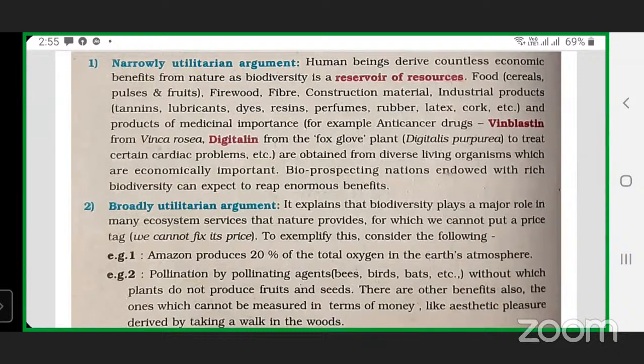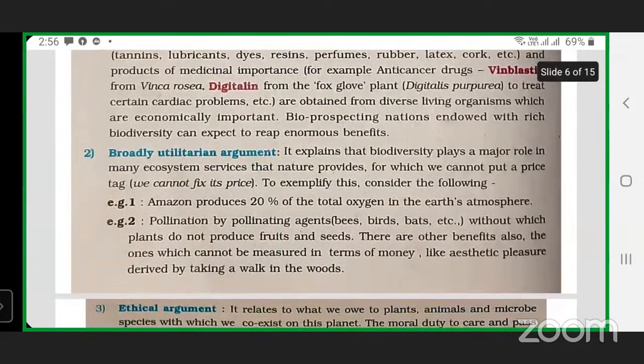For example, of the 21% oxygen in the atmosphere, 20% can come from the Amazon rainforest. Without the Amazon rainforest, there is no availability of oxygen in the atmosphere. Then pollination by pollinating agents like bees, birds, bats, etc., without which the plants do not produce fruits and seeds. There are other benefits also. So without pollination of plants, we can't get any material from the plants, isn't it?